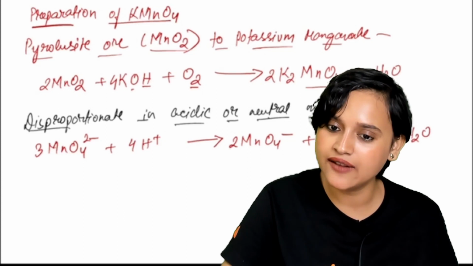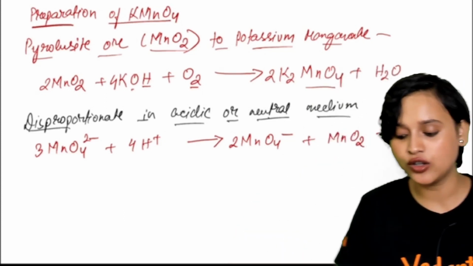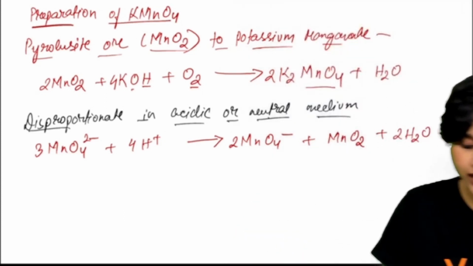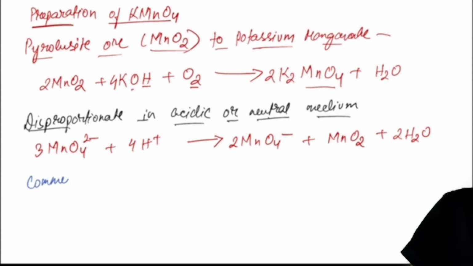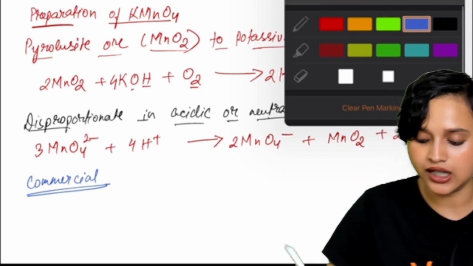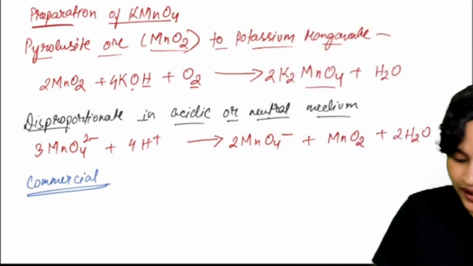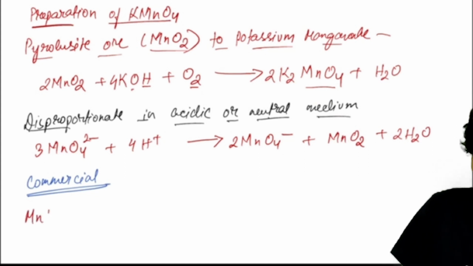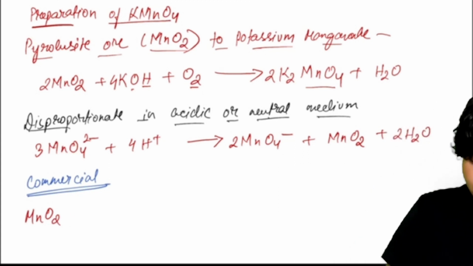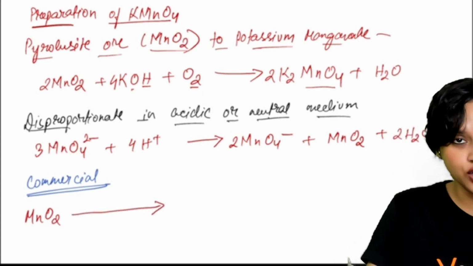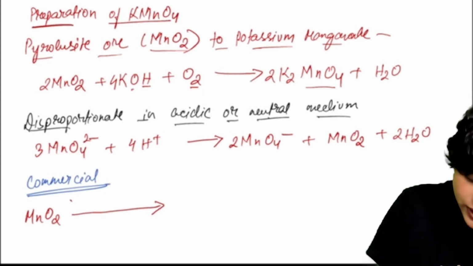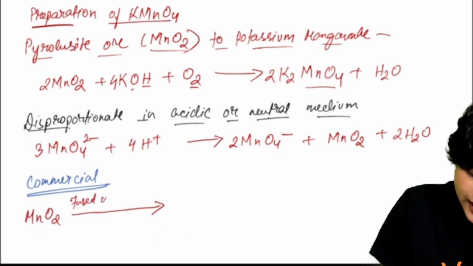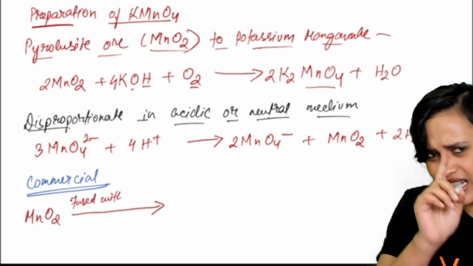Cool, everyone? Now let's take a look at the commercial preparation. How do we prepare it commercially? Again, very easy. You have to take once again pyrolusite ore, that is MnO2. Very similarly, here also we have taken KOH, right? We will do the same thing, but it's just a little bit different.